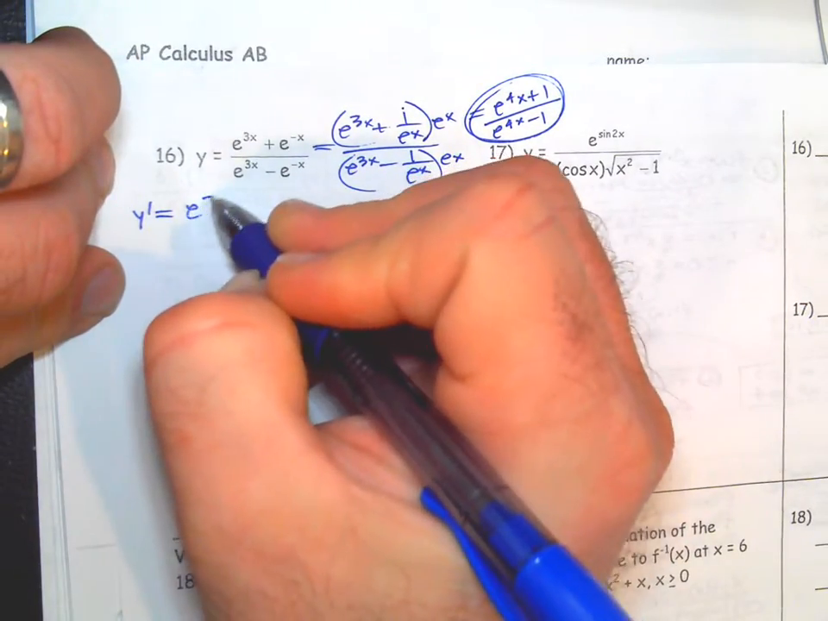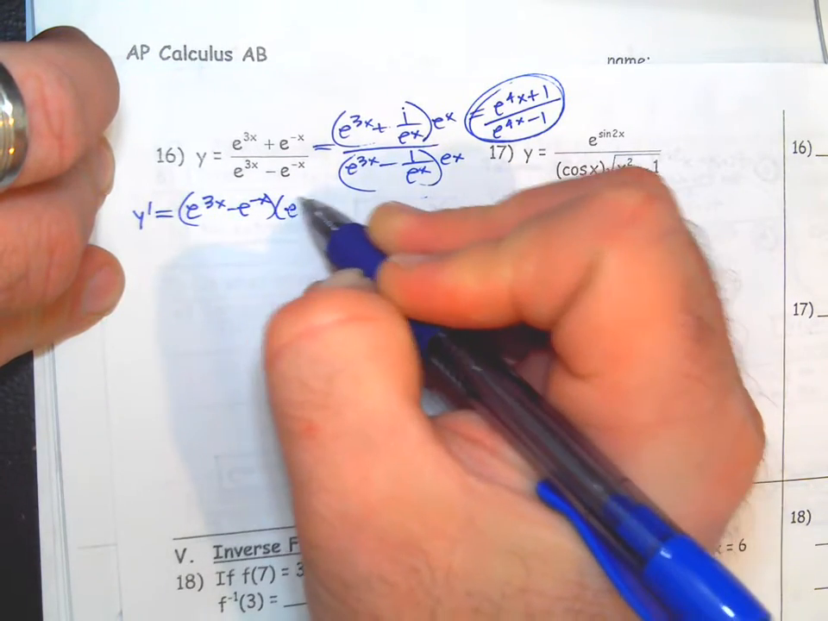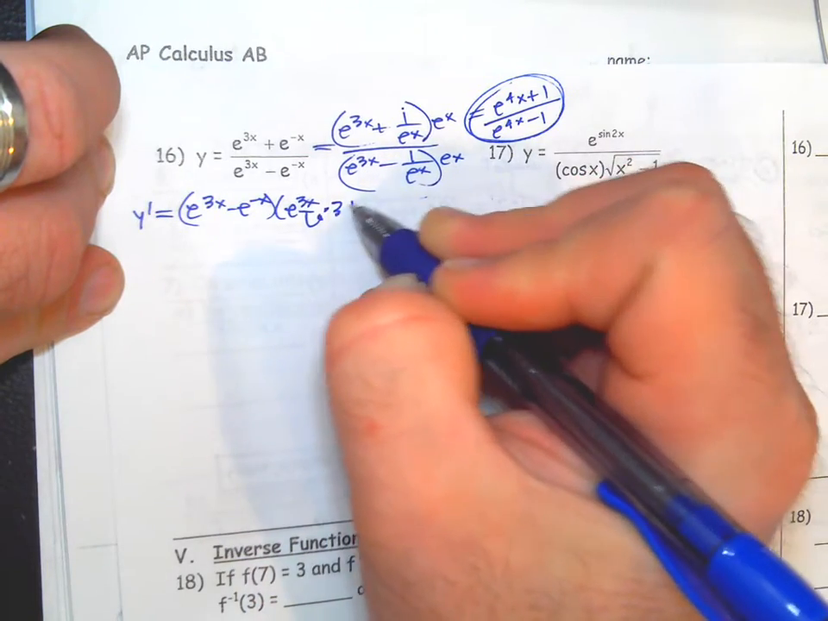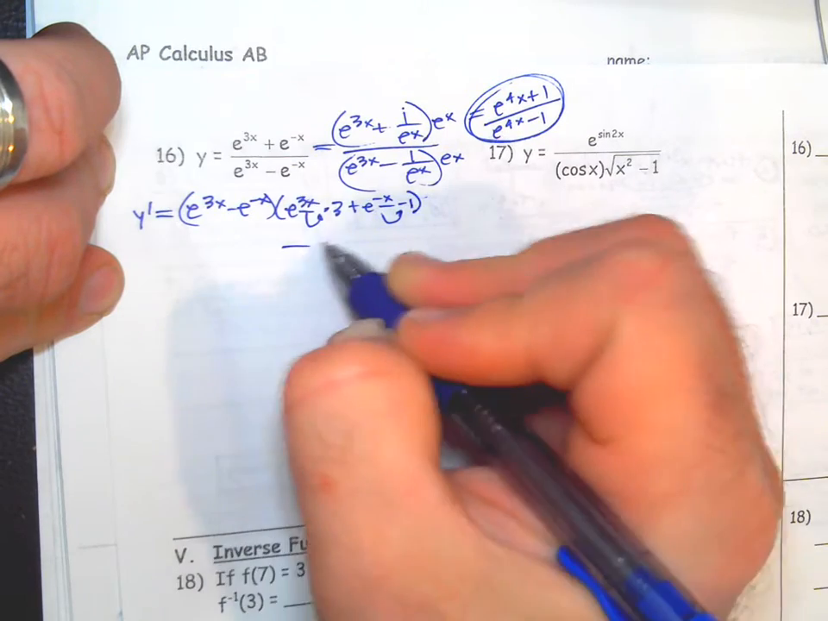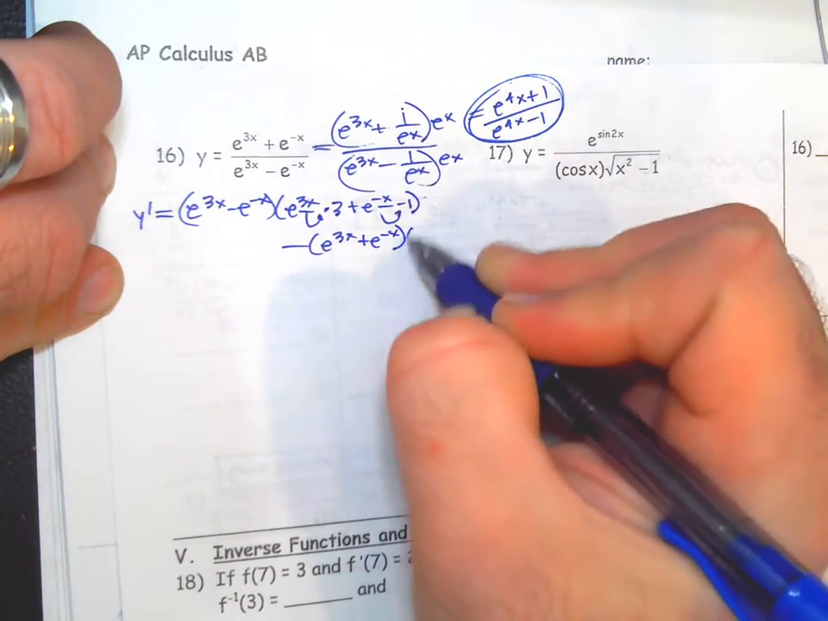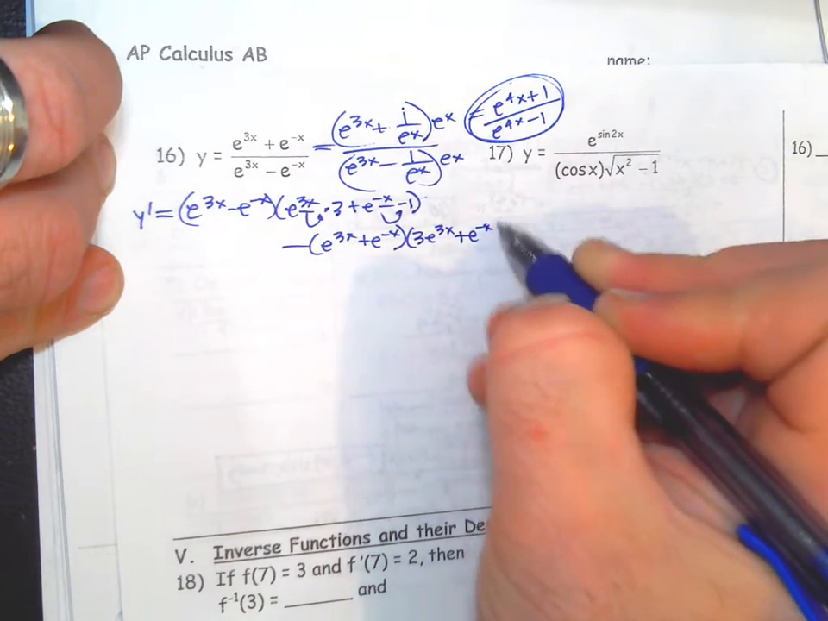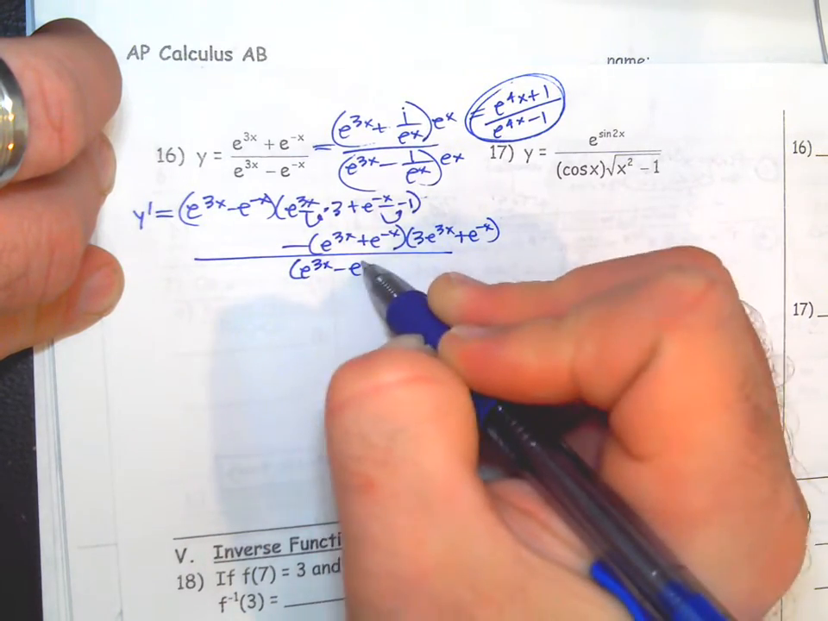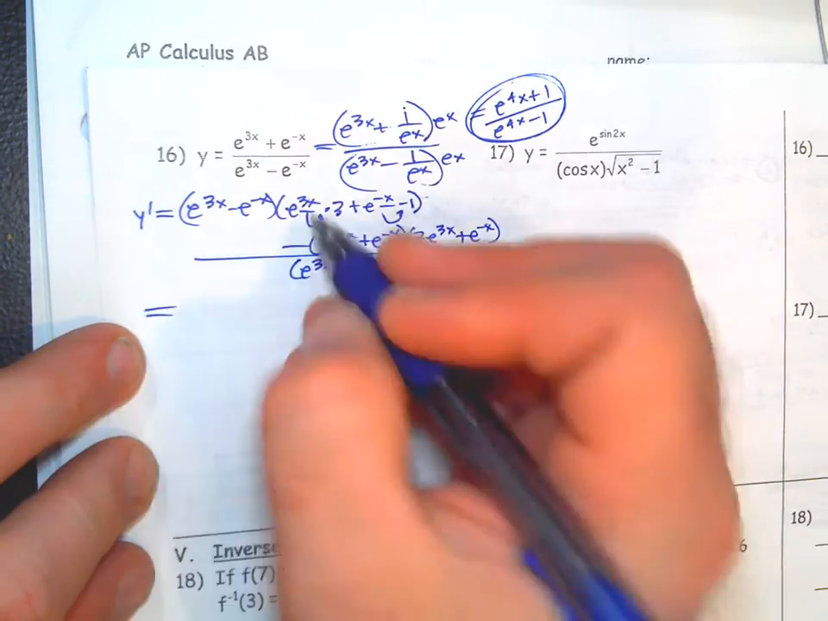So this would be quotient rule: low d high, e to the 3x times derivative of what's inside is 3, plus e to the negative x times derivative of what's inside is negative 1. Low d high minus high d low, 3e to the 3x plus e to the negative x, all over low squared. So it's a bit of a mess. I mean, we got to FOIL all this out.